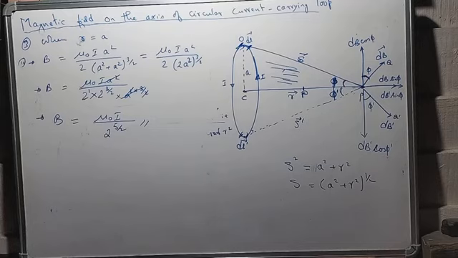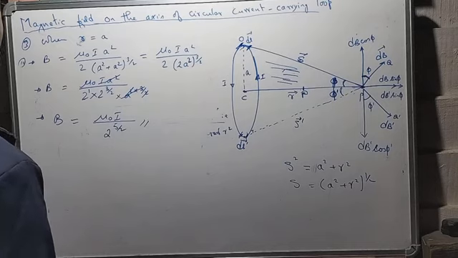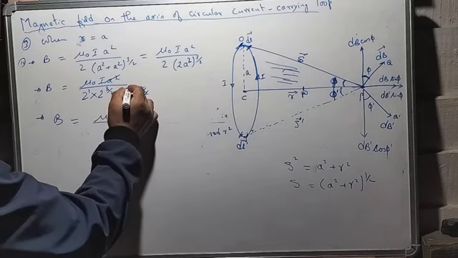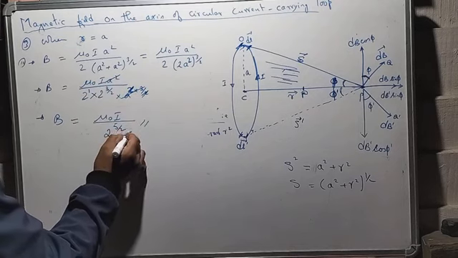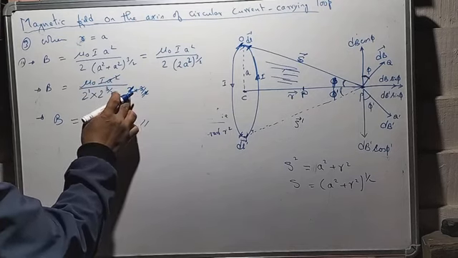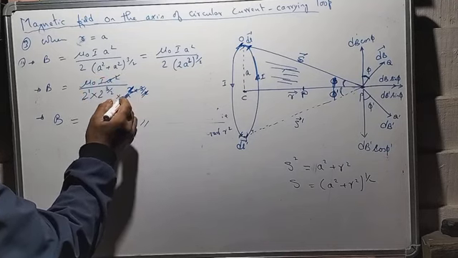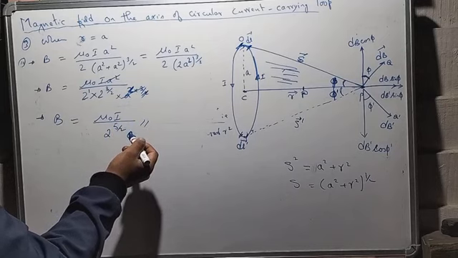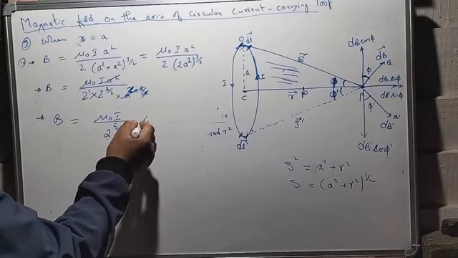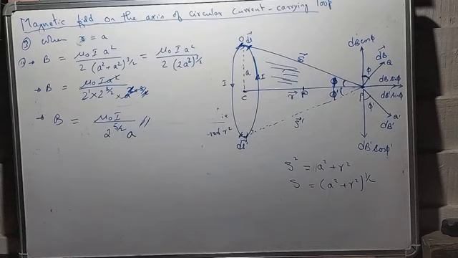So this is how we get the magnetic field at different positions of the point P. I hope this is clear. Did I make any mistake? Yes, I think here, because this square with this cancels, we are left with a, so don't forget the number a here. After that, no more.